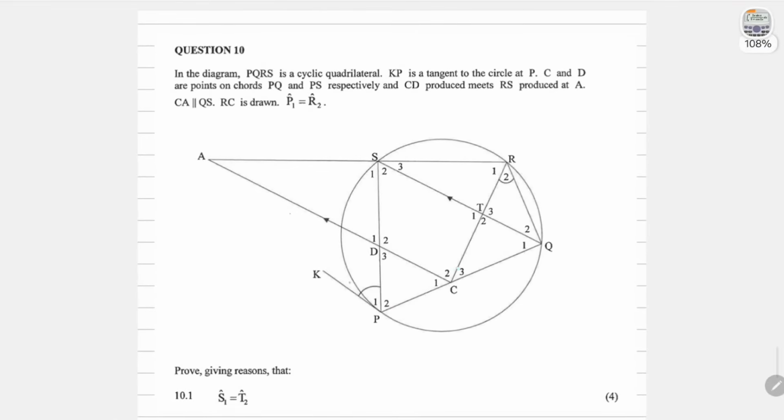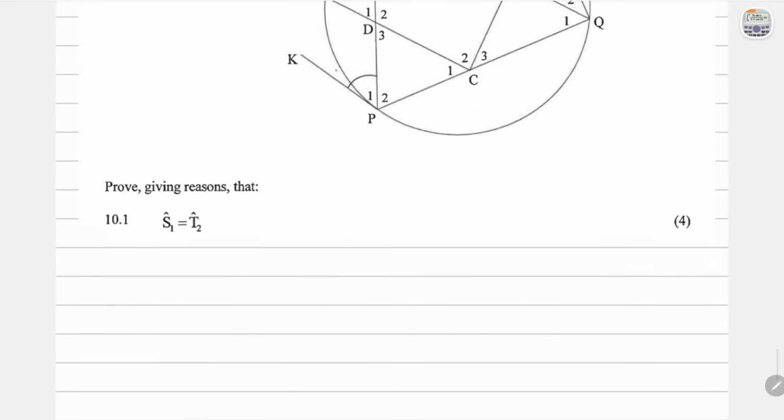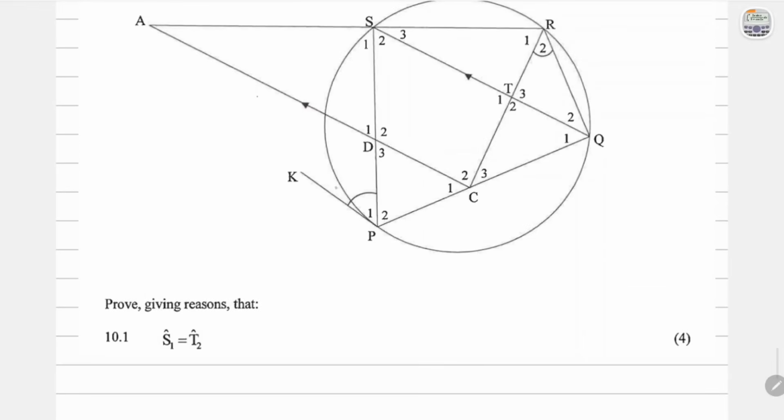Question 10 says, in the diagram, PQRS is a cyclic quadrilateral. KP is a tangent to the circle at P. And then we have C and D are points on chords PQ and PS respectively. And CD is produced to meet RS at A. Then we are told that CA is parallel to QS and RC is drawn. And lastly, they give us an important piece of information, which is that angle P1 is equal to angle R2. Okay, and the first question is to prove, given reasons, that angle S1 is equal to angle T2.